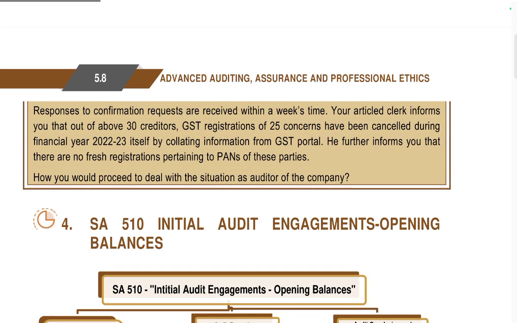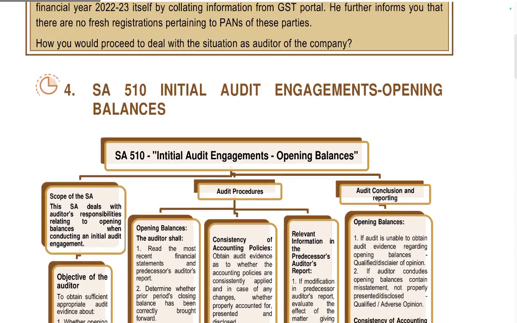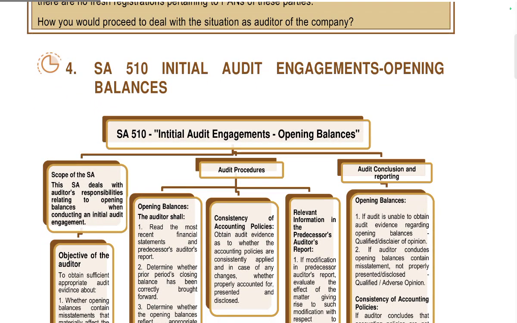In response, within a week's time, he informed that about 30 creditors, the GST registration of 20 concerns has been cancelled during the financial year, as collected from information on the GST portal. He further informed you there is no fresh registration pertaining to the PAN of these parties. How will you proceed to deal with this as the auditor of the company?